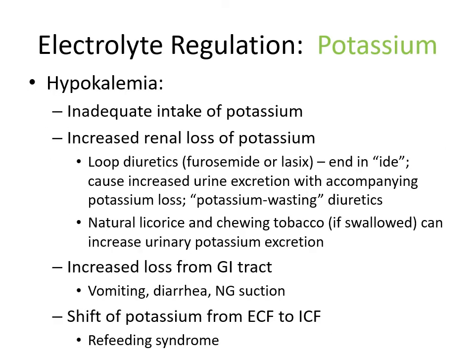So looking at low potassium or hypokalemia. So again, here we have an inadequate intake of potassium or increased renal loss of potassium. So this is common with a drug class known as loop diuretics such as furosemide or Lasix. So this is not all, but most of the diuretics that end in "ide." So this causes increased urine excretion with accompanying potassium loss, and so these are known as potassium wasting diuretics. Natural licorice and chewing tobacco, especially if somebody is swallowing the juice, for example things like dip, can increase urinary potassium excretion, and there can be increased loss from the GI tract due to vomiting, diarrhea, or suction.